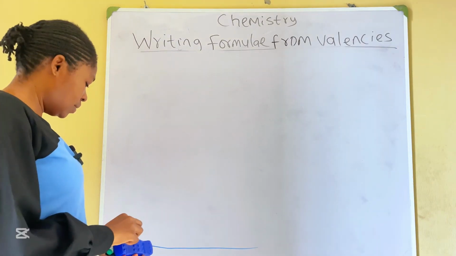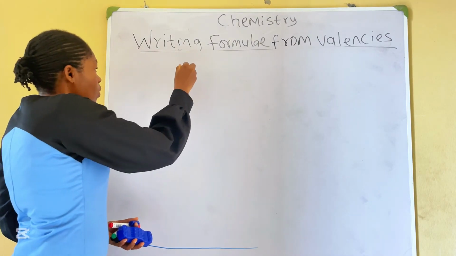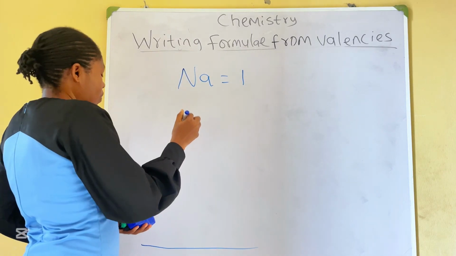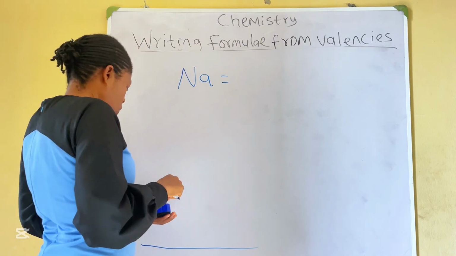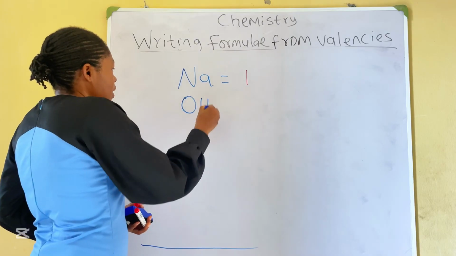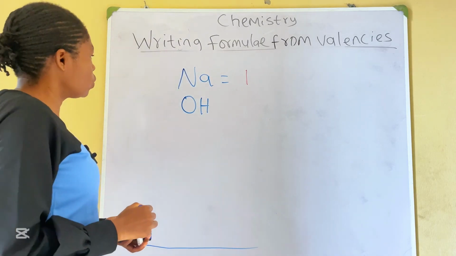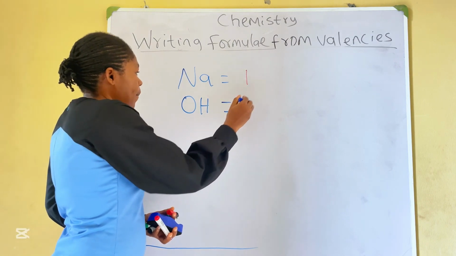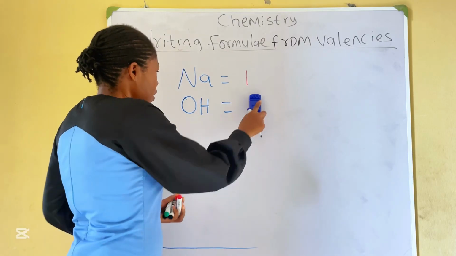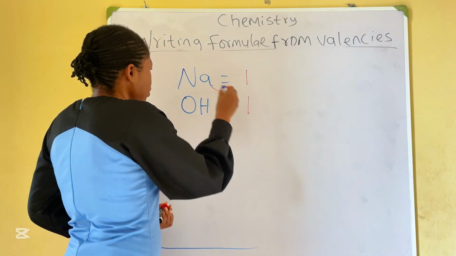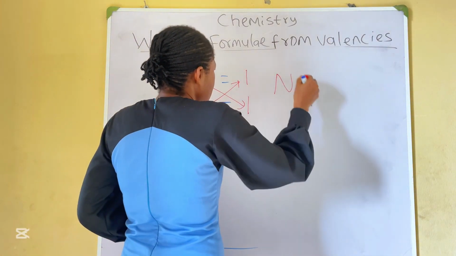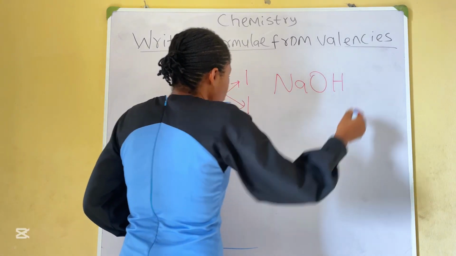Sodium hydroxide. So you put the symbol for sodium. The valency is 1. Then hydroxide ion, the charge is what? Is -1. So they are the same. They are the same. You interchange. So the formula of sodium hydroxide is what? And if it's 1, remember to omit it.